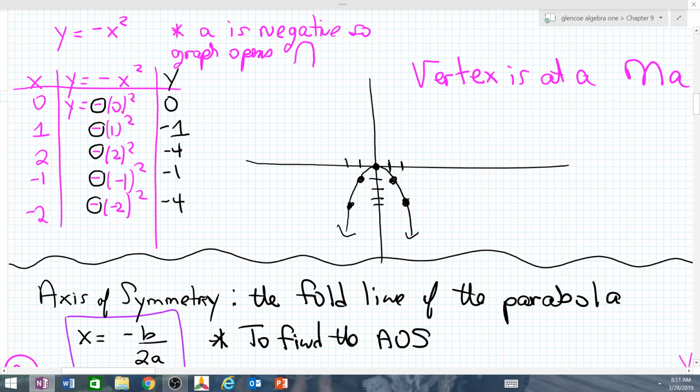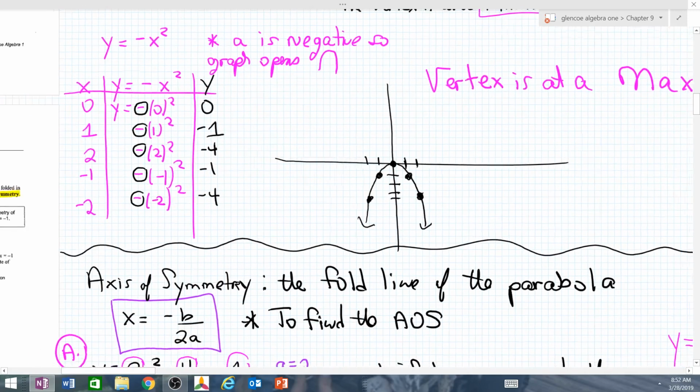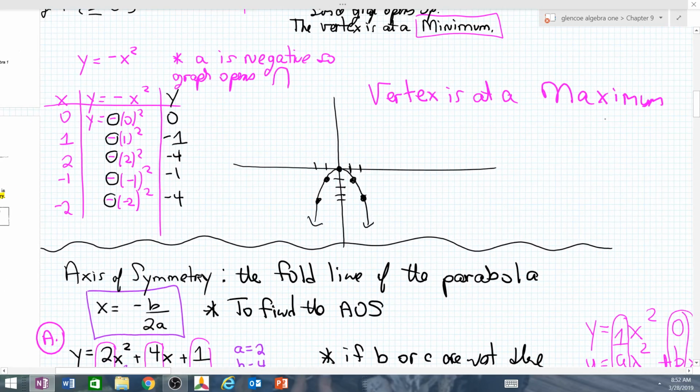So when we go to graph these points, here's (0, 0). Here's (1, negative 1). Here's (negative 1, negative 1). (2, negative 4). (Negative 2, negative 4). This time, the vertex is said to be at a maximum because the vertex is the highest point on the graph.